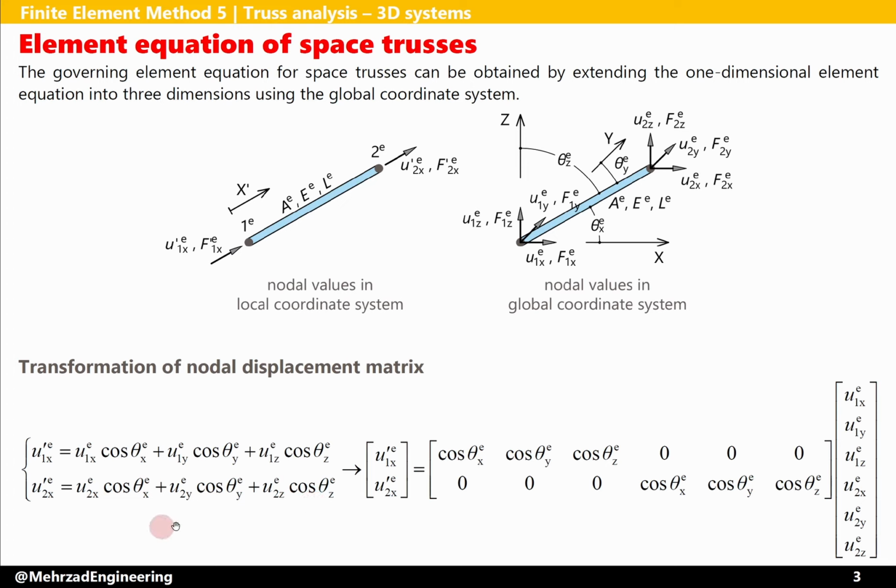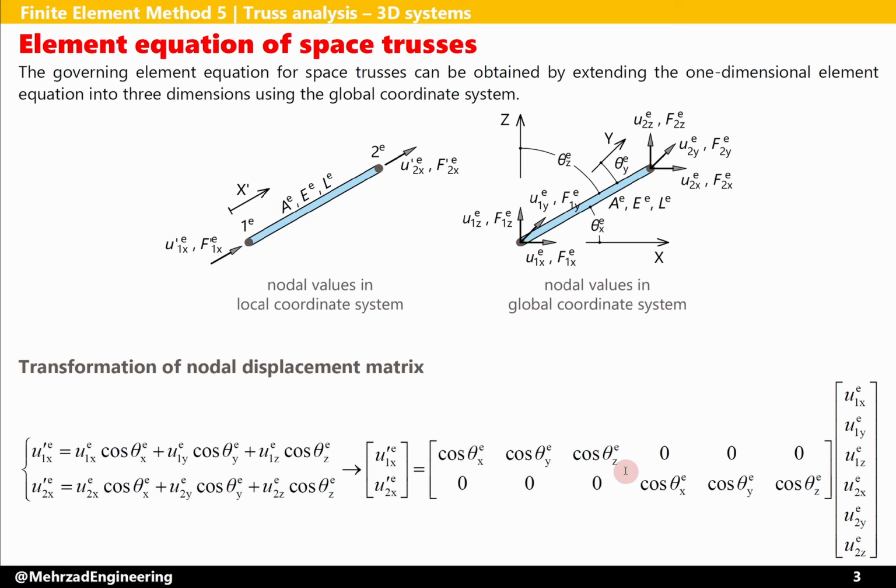At the end, we could write these two equations in the matrix format. As you can see here, we have the displacement matrix in local coordinate systems, and on the right side we have displacement matrix in global coordinate system. And what connects these two matrices together is the rotation matrix, which includes direction cosines of theta x, theta y, and theta z.